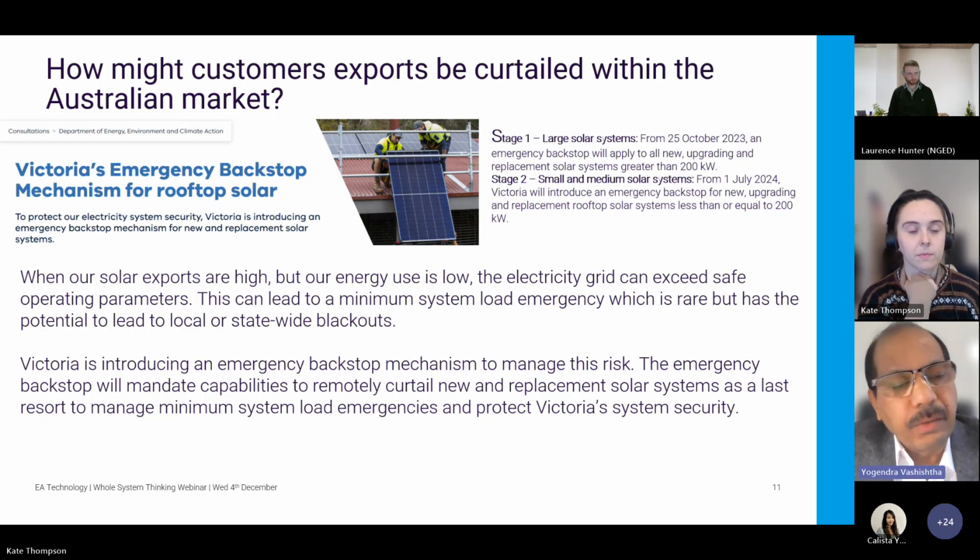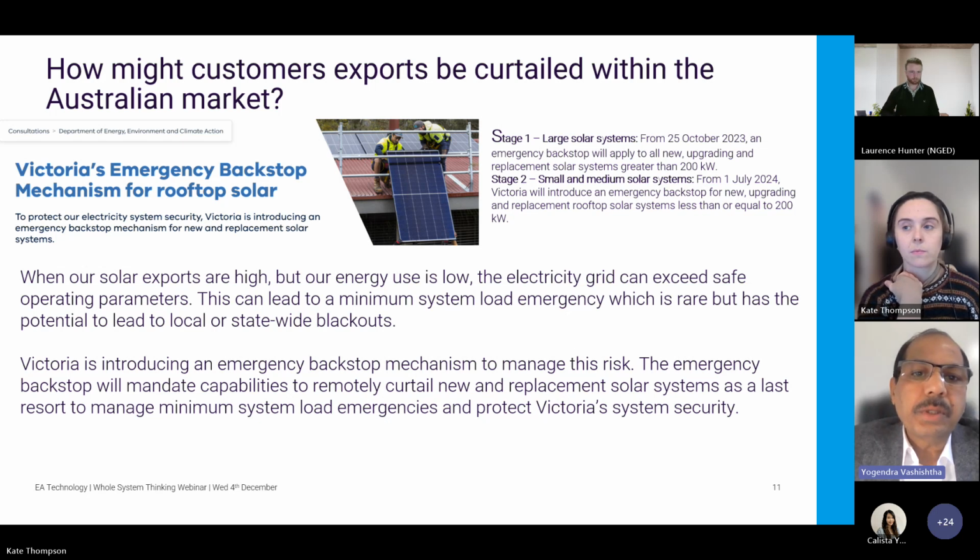This is in Victoria, the emergency backstop mechanism. Because the newer inverters are following AS 4777.2 2020, and Australia is using the IEEE 2030.5 CSIP profile, there is a possibility that third parties or DNSPs or DNOs can directly control the inverters if required, from the distributed PV, rooftop solar PV.